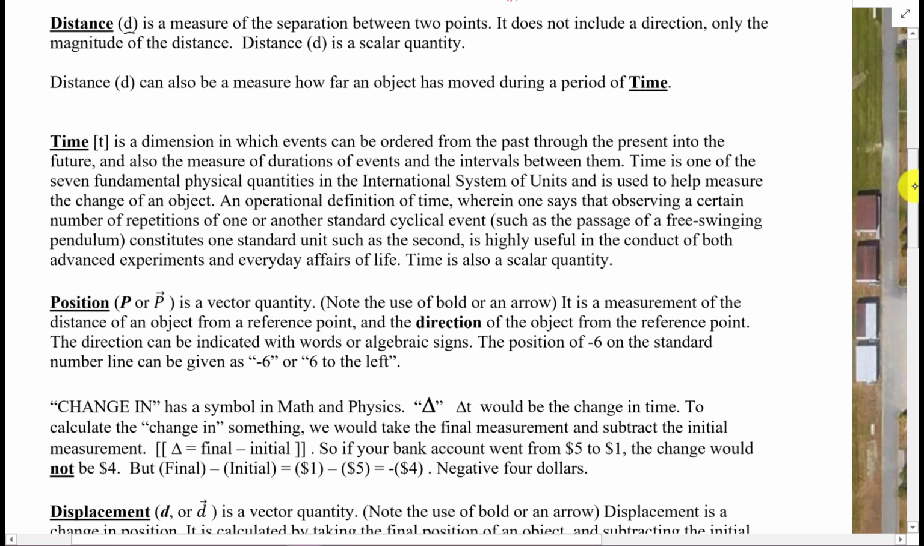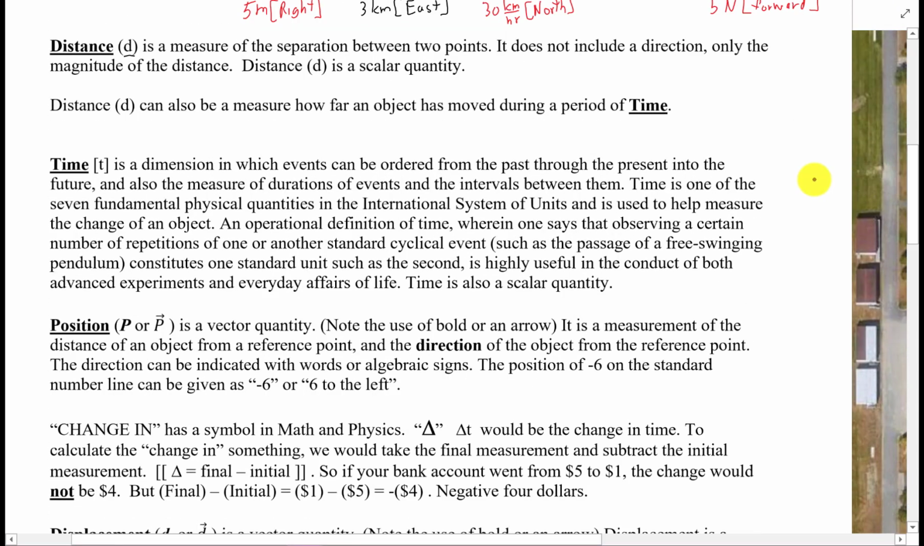Okay. Now, time, I've thrown a fun definition here that you don't have to memorize. In fact, if you crossed it out, I wouldn't be too far off. But that's what we need to know. Time is a scalar quantity. Okay, but let me read out this definition as you hear.